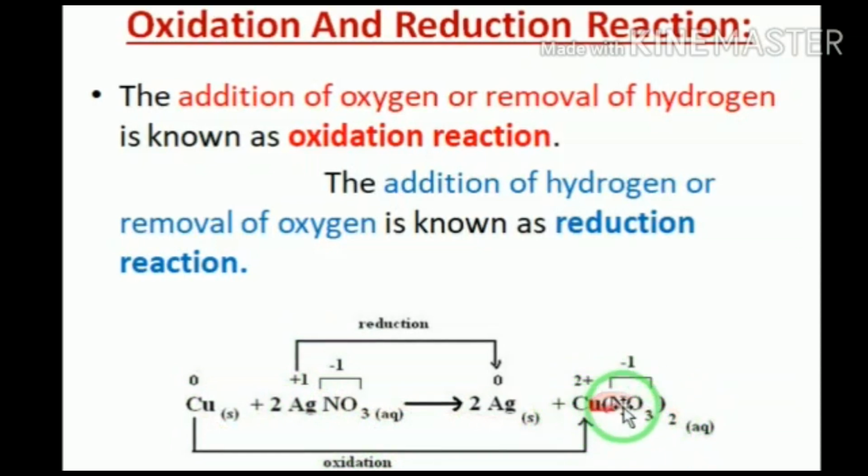Cu में क्या हो रहा है? Addition of oxygen हो रहा है. So this reaction is known as oxidation reaction. Whereas in this Ag there is the removal of oxygen. Ag में क्या हो रहा है? Oxygen का removal हो रहा है. तो such type of reaction is known as reduction reaction.